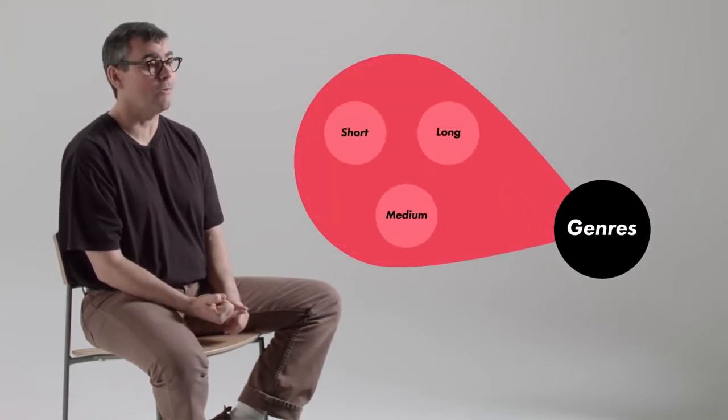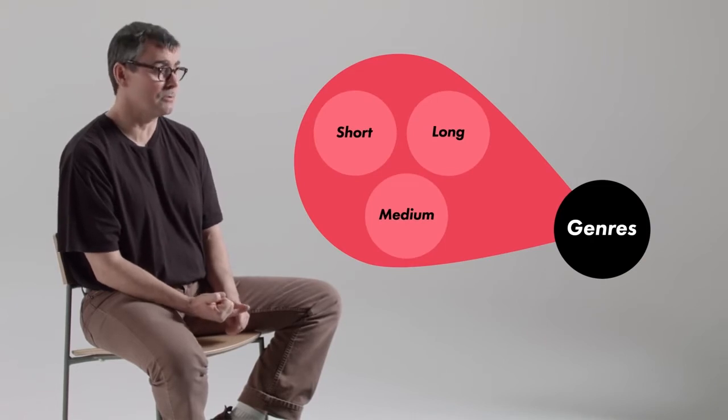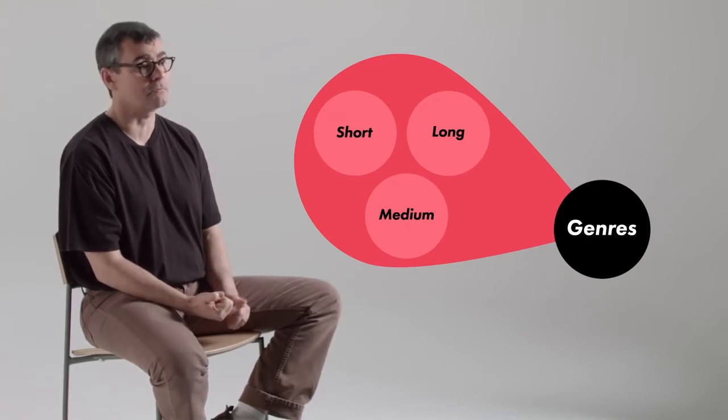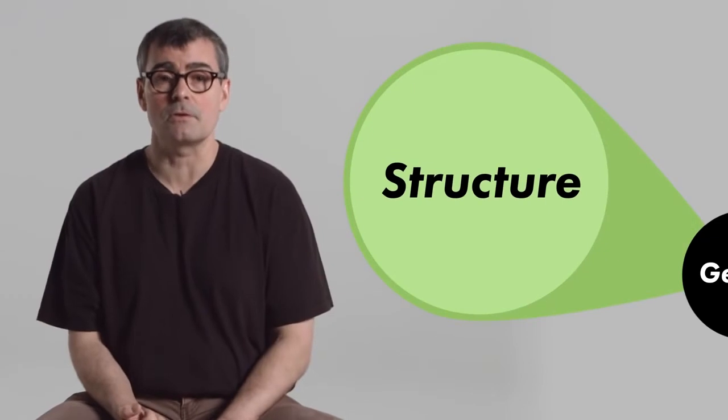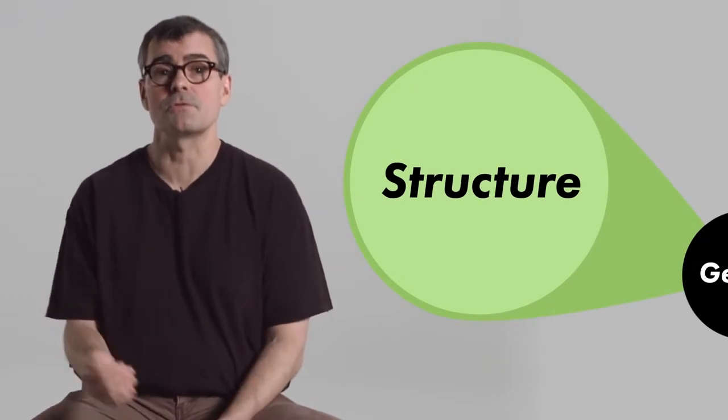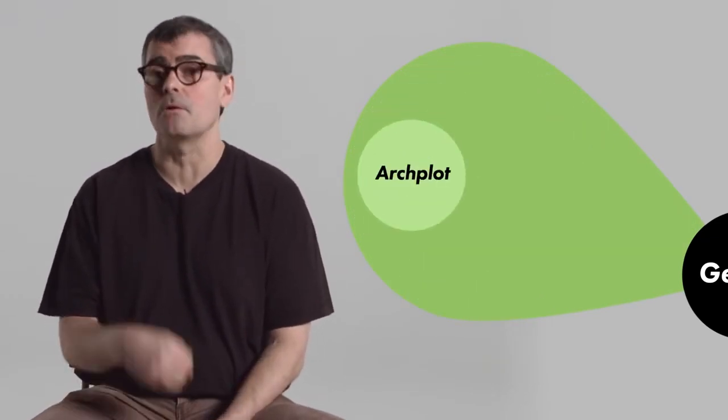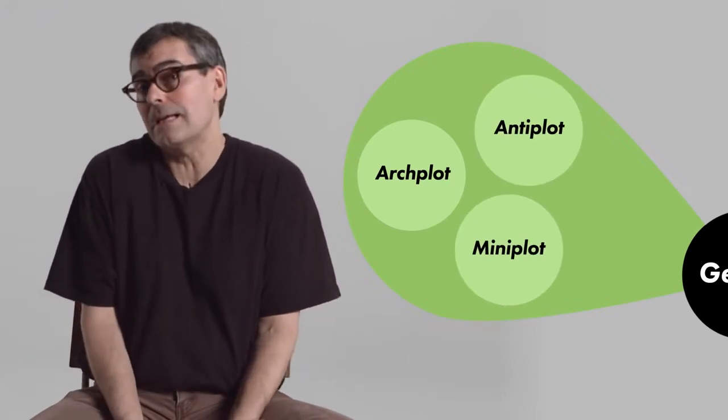The way to really wrap your mind around it is to figure out what do I need to explain and deliver to an audience. And there are 5 major categories of genre. Time: we're going to want to know how long am I going to have to sit through this movie, or how long am I going to have to read this book. There's structure. Are we going to see the hero's journey, which is called an arch plot, or are we going to see a mini plot or an anti-plot?